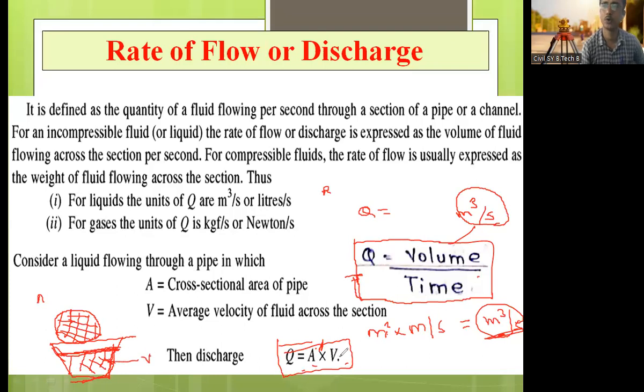Now here in this formula, whatever velocity we consider, it is actually the average velocity. As we have studied, velocity is not constant throughout the section of the pipe or the channel. In a pipe, if we look, the velocity near the surface of the pipe is very low or zero, and it keeps increasing towards the center. Similarly from the other side, it is low at the surface and increases toward the center. So the highest velocity is at the center.